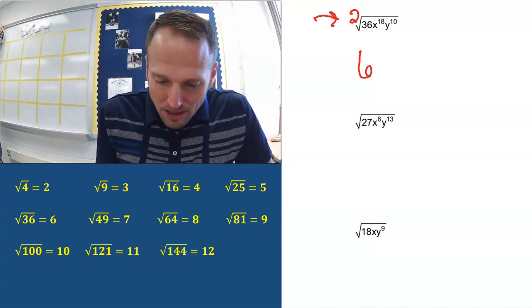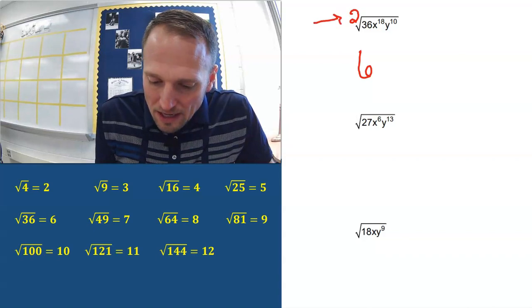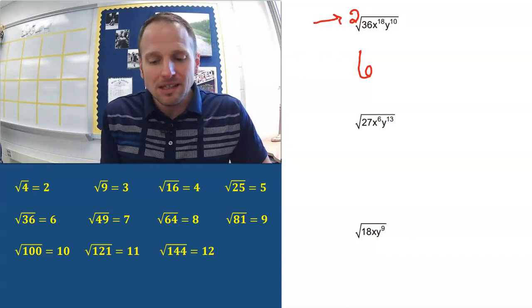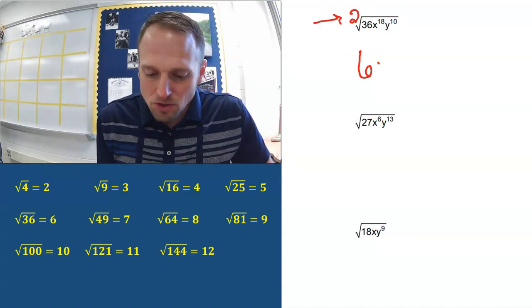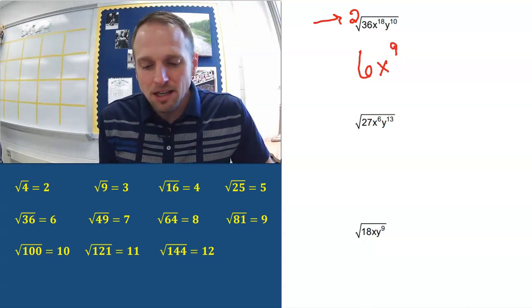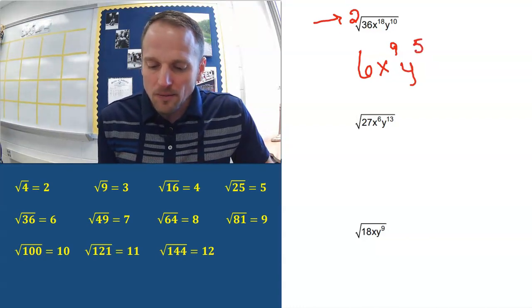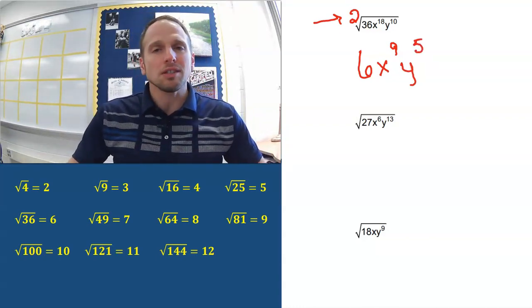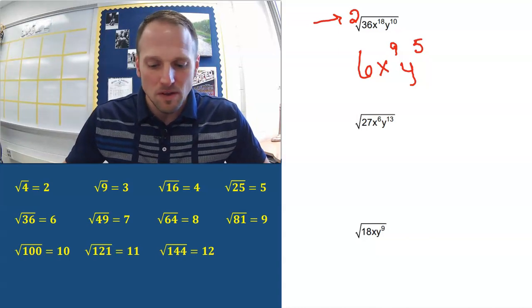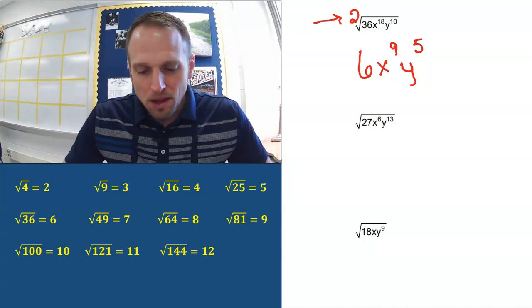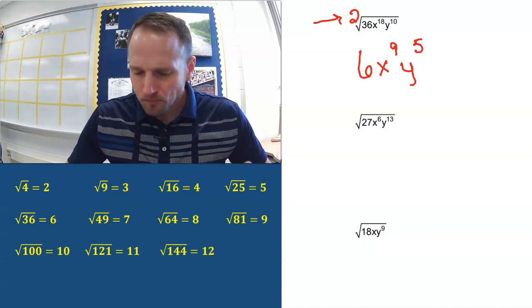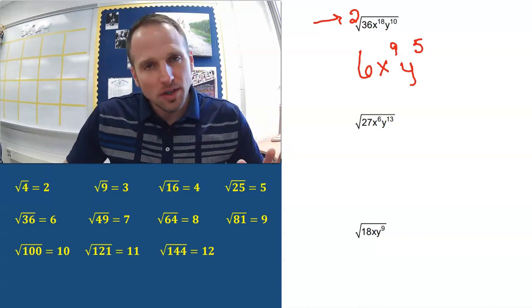We're going to divide by 2. So what's 18 divided by 2? 18 divided by 2 is going to be 9. So that's going to be x to the 9th. 10 divided by 2 is going to be 5. So that's going to be y to the 5th. And that's what we've got: 6x to the 9th, y to the 5th. Take the square root of the number and then divide the exponents by 2. Easy enough, right? Let's look at the next one.